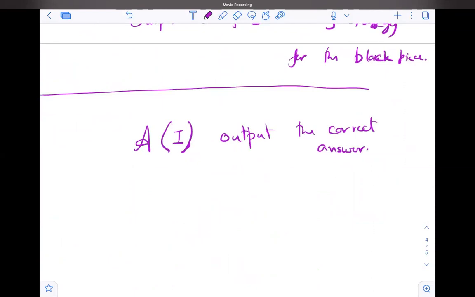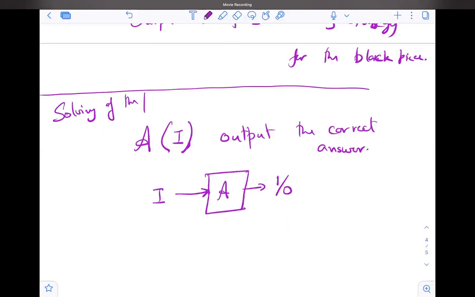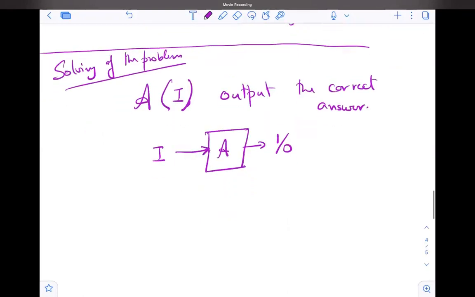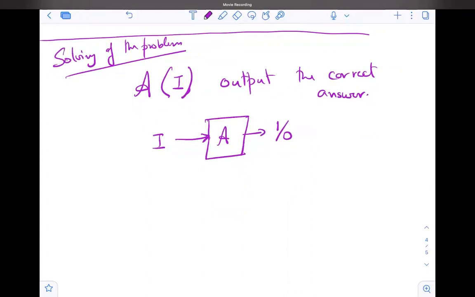Right, so that's an algorithm. If I draw it in a nice picturesque way, you put in an input and it has output 1 or 0. So this is the solving of the problem. Now, what do I want? I want my algorithm to be good, to be fast, the number of steps to be small.